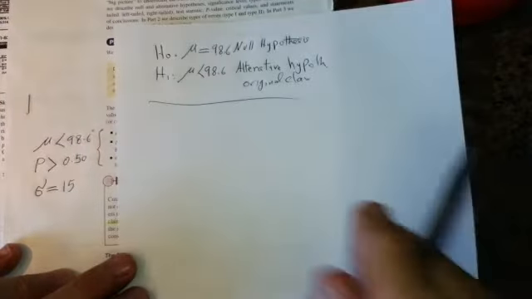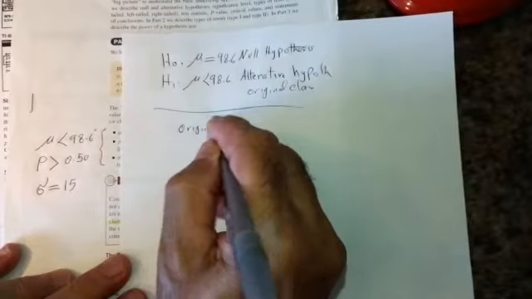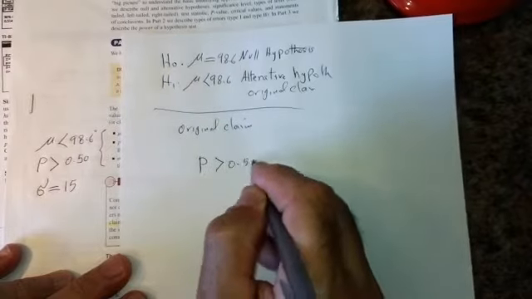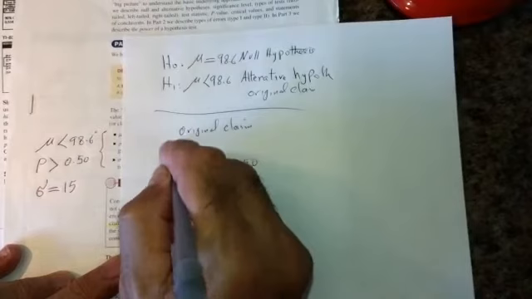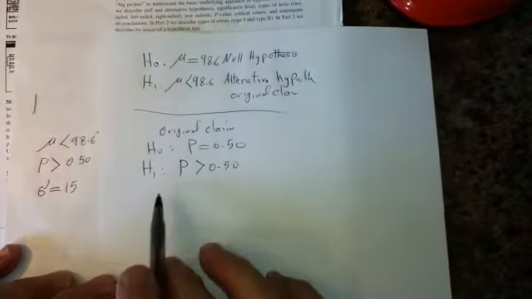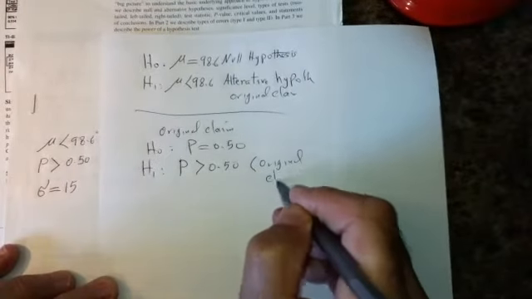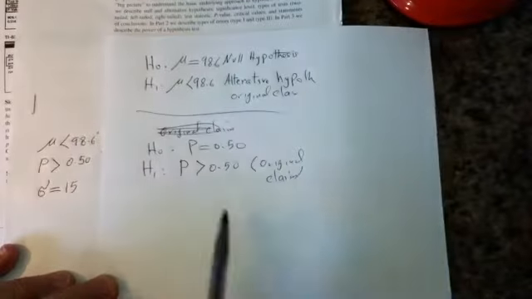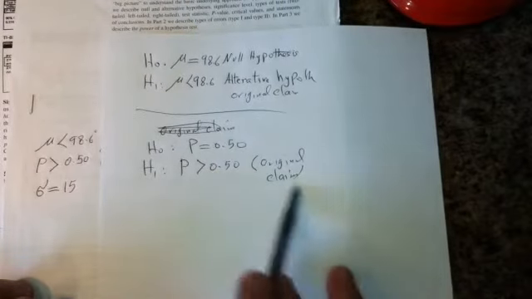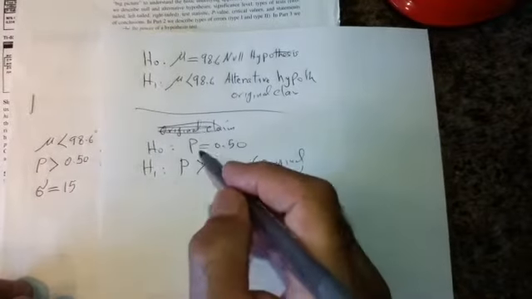Or if the original claim is that the proportion is greater than 50%, that would be the H1. Why? Because H0 will always take the equal sign. So our alternative hypothesis is this, which is the original claim, and the opposite of that is H0. So if you want to reject the claim, somehow we have to do some investigation and prove that no, the proportion is equal, is not. Or sometimes you could say it's equal or less.